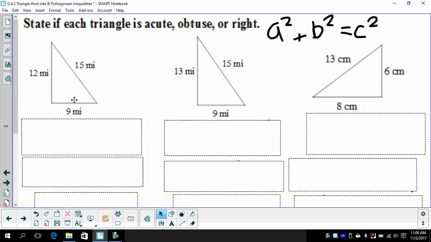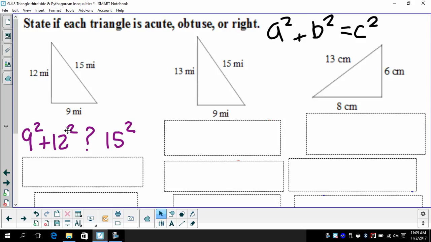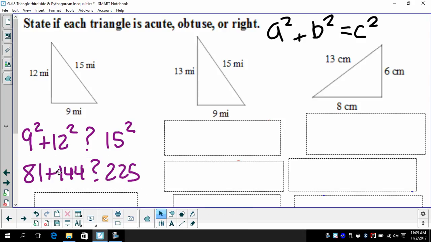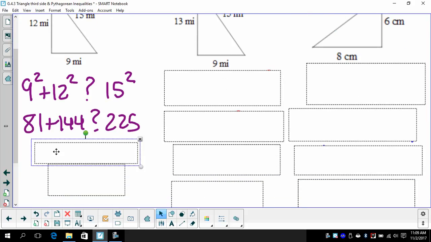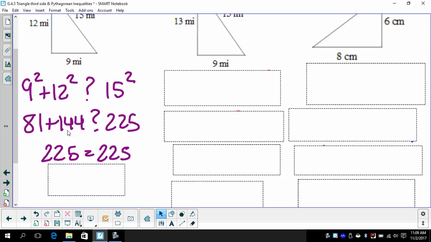So let's look at this first triangle on the left. My two smaller sides go on the same side of the equation together, so 9 and 12. So I'm going to do 9 squared plus 12 squared. I don't know yet if it's equal, less than, or greater than, so I put a question mark. My longest side is all by itself. I square all my numbers, 81, 144, and 225 is what I get. I'll simplify by adding 81 plus 144. And I find out that this left side is equal to the right side. So my two smaller sides, when I square them and add them, are equal to my longest side squared. So that is a right triangle.